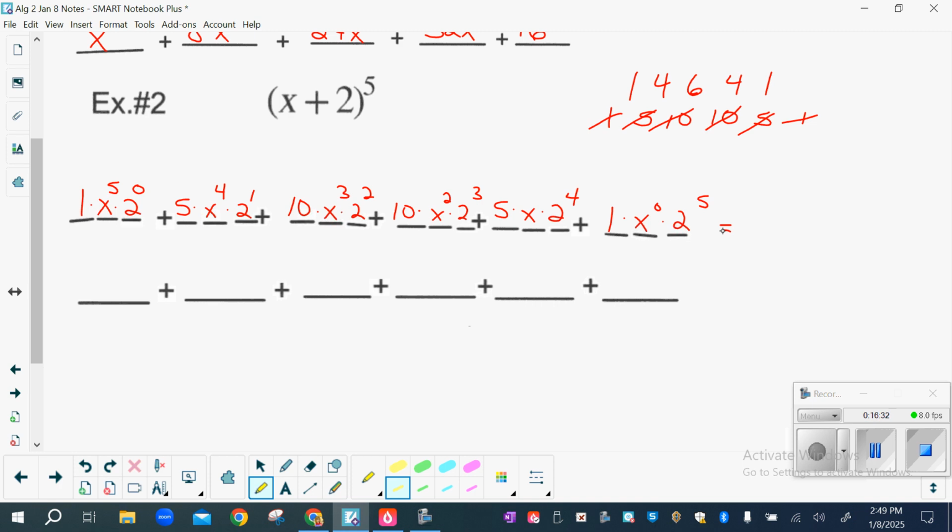2 to the 0 is 1, so 1 times 1 is 1, so that's x to the 5th. 5 times 2? What's 5 times 2? 10, x to the 4th. Quiet, please. I'm not done talking. I'm almost done. So 2 squared is 4. So we want to take 10 times 4, which is 40, x to the 3rd. What's 2 to the 3rd?